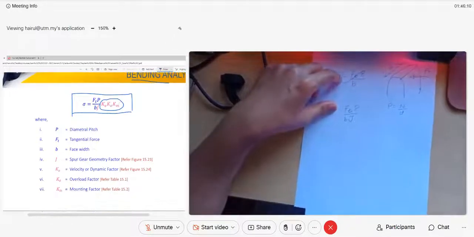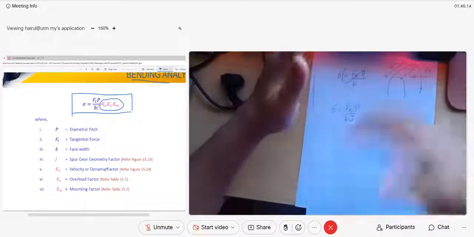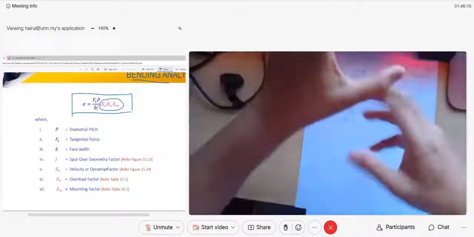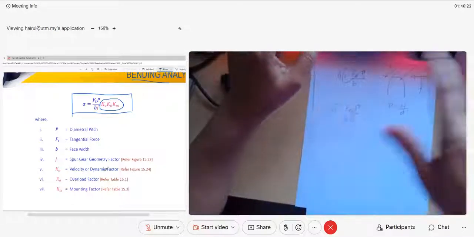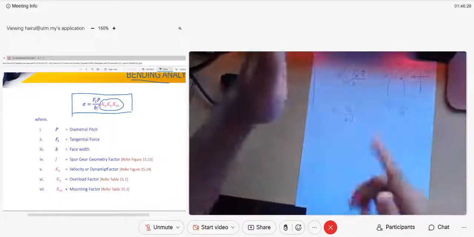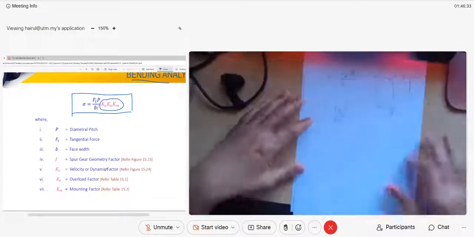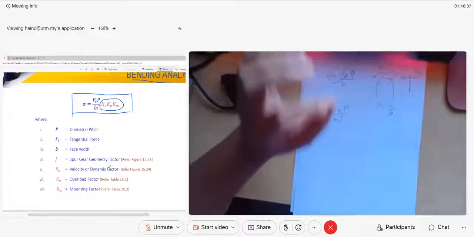What is KV? KV is your velocity or dynamic factor. Because the gear tooth meshes with the pinion gear and the gear, the gear teeth are in dynamic impact. Because they are in dynamic motion, they will impact. The gear tooth will impact on the tooth again, they will keep in dynamic, velocity dynamic. So we have the dynamic factor KV.